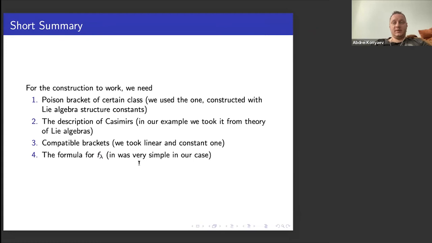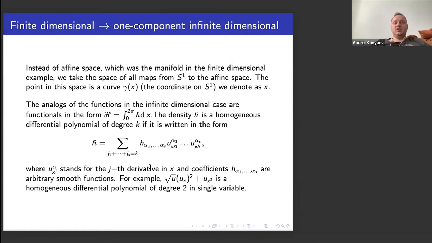First of all, we need to understand where we work, what we're working with. We actually work with the space of all maps from S1, so the point of space is a curve, and this is pretty standard formalism. Then we need to define a differential polynomial. Again, it was mentioned already, because if you have a curve, then the functions on the space of curves are functionals. So you need to integrate over the independent variables to get a number, a solid number. And we think that x is a parameter on S1, and it changes from 0 to 2 pi.